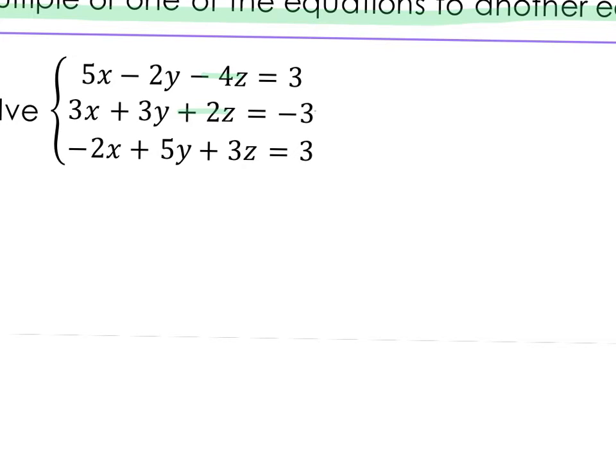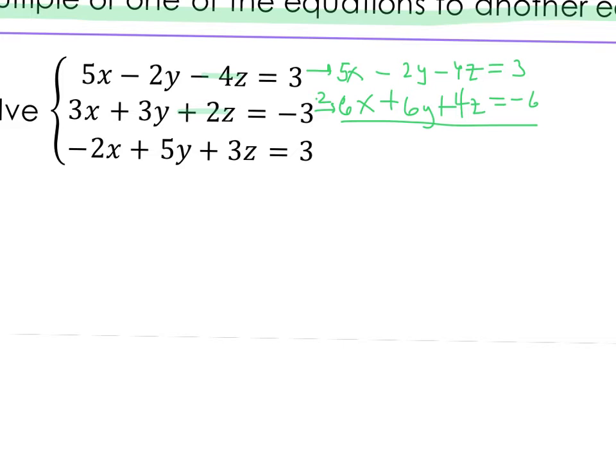So I'm going to multiply equation 2 by positive 2. So we'll have 6x plus 6y plus 4z equals -6. And we didn't do anything with equation 1, so I'm just going to recopy equation 1 directly above its corresponding variables. And now we're going to add the equations together. We know 5 plus 6 is 11x. -2y plus 6y is 4y. And the z's cancel, equals -3.